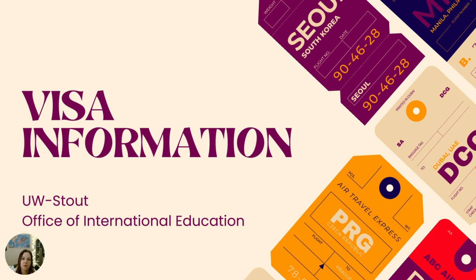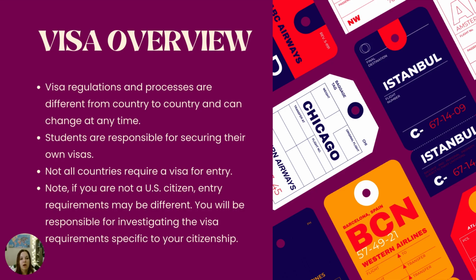This brief video will explain what a visa is, the resources to find out if you need a visa, how to apply for one if needed, and the difference between a visa, passport, and resident permit. The University of Wisconsin-Stout is not legally permitted to advise students on immigration matters. The following information is meant to be a resource for students in the visa application process.